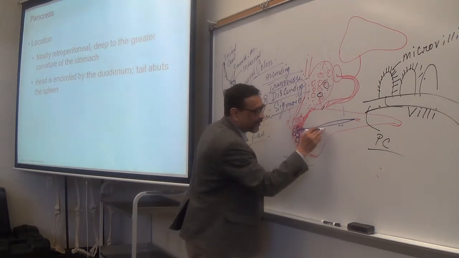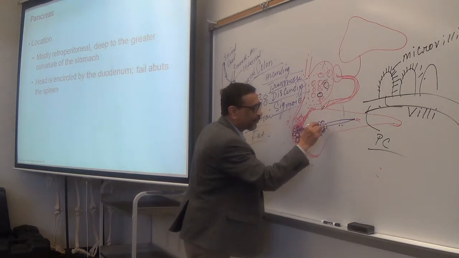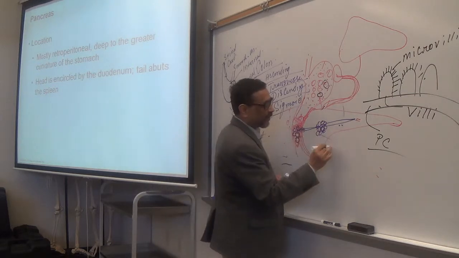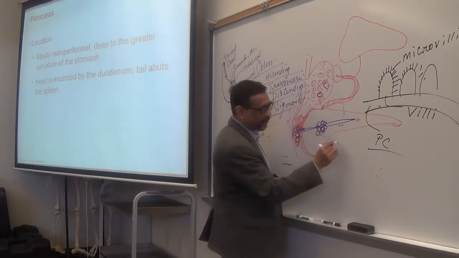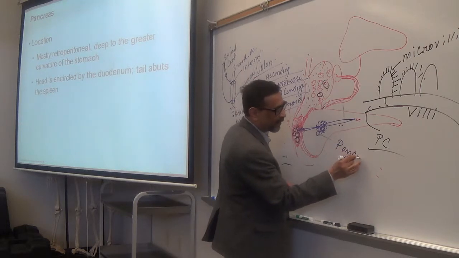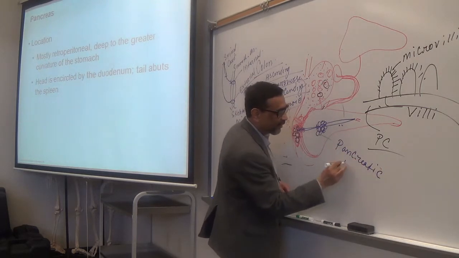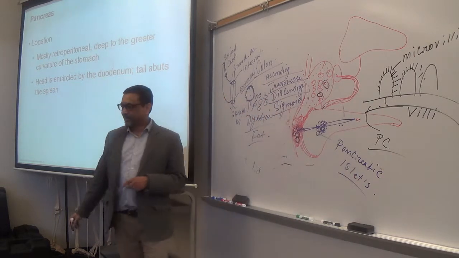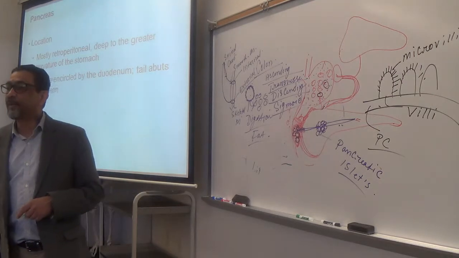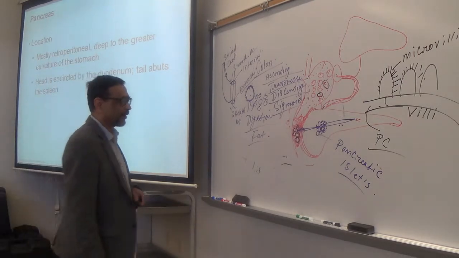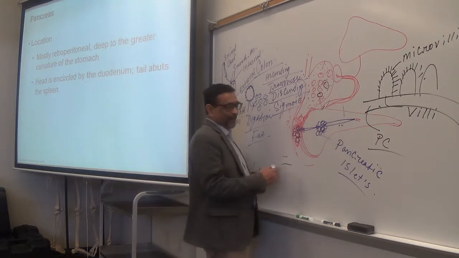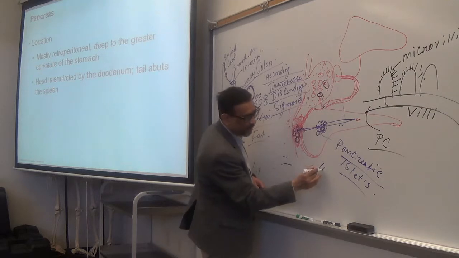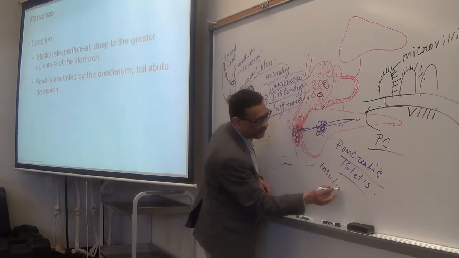But inside the pancreas, you also have some structures. Those are called pancreatic islets. Pancreatic islets produce insulin and glucagon, not pancreatic juice. Pancreatic islets produce two important hormones, insulin and what? Glucagon.